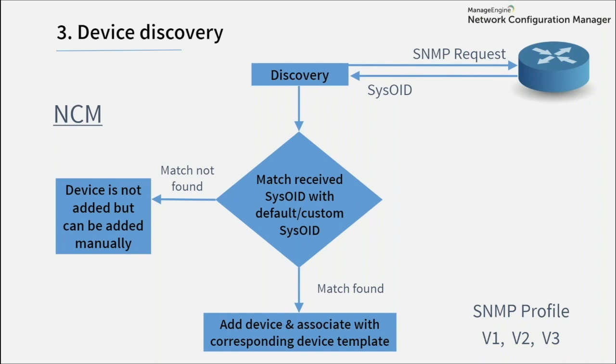When you prompt a device discovery using NCM, the discovery engine in NCM sends an SNMP request to the device. The device then sends the sysobject ID back to the discovery engine in NCM. NCM then tries to match this received sysobject ID with the set of default sysobject IDs and custom sysobject IDs already present in the NCM database. If a match is found, the device is immediately added, and the device template that is associated with that sysobject ID is associated with this device. And if a match is not found, the device is not added, but then you can add it manually, which I'll be showing you how to do.